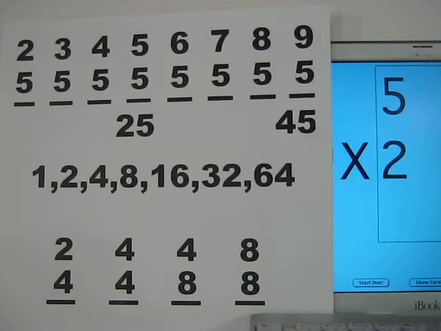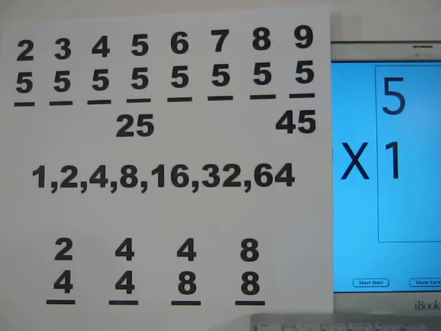5 times 2 is 10. 2 times 2 is 4. 0 times 3 is 0. 1 times 4 is 4. 3 times 3 is 9. 9 times 3 is 27. 9 times 9, ninth finger down. 9 times 9 is 81. 6 times 6 is 36. 7 times 2 is 14.